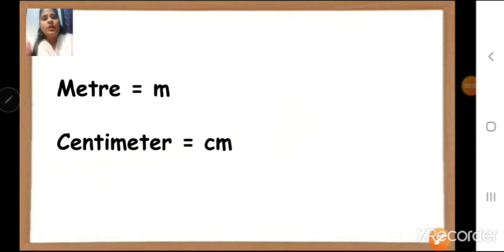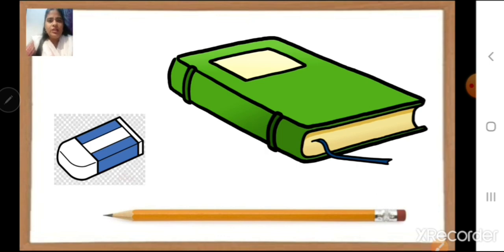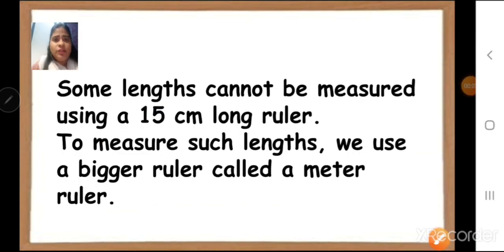Now, meter is written as m, okay, and centimeter as cm. This is the short form. Children, centimeter is used to measure a smaller thing or object. For example, if I want to measure an eraser or a pencil or a notebook, I am going to use a ruler. But some length cannot be measured using a small ruler or a scale, correct?